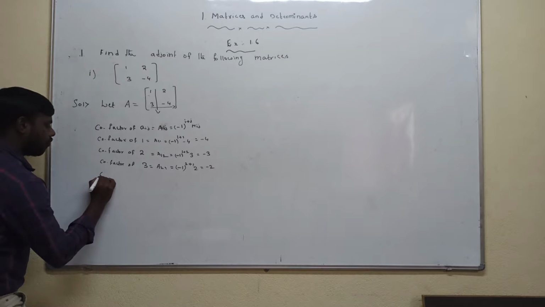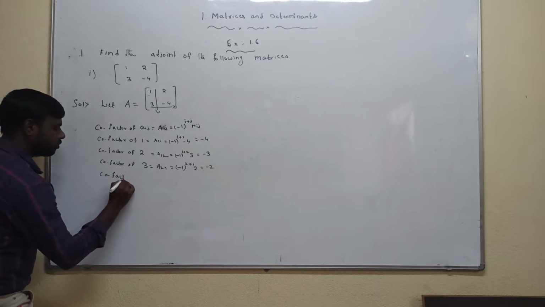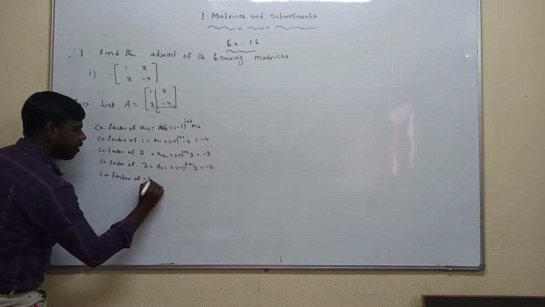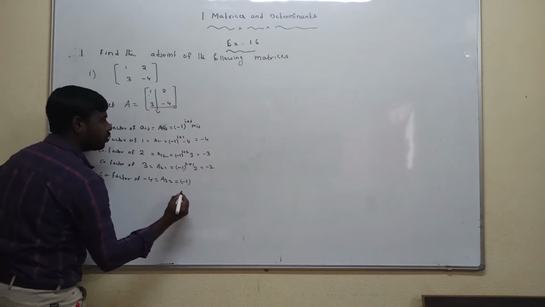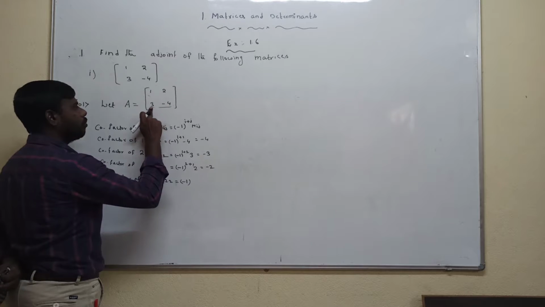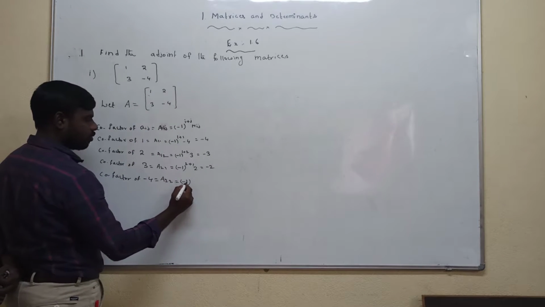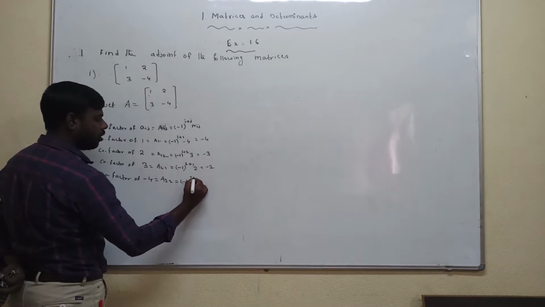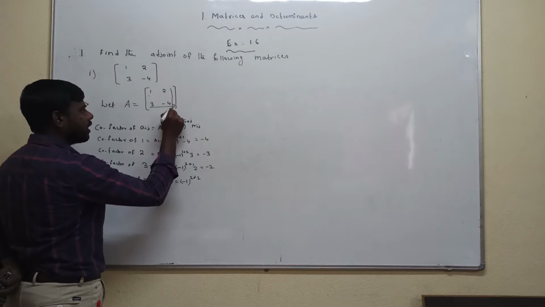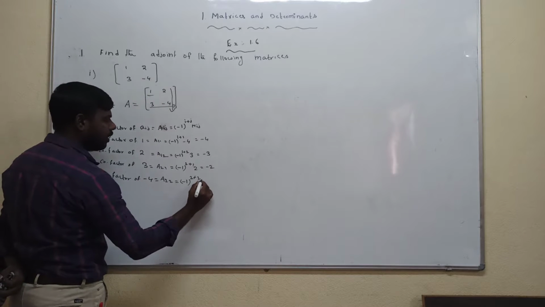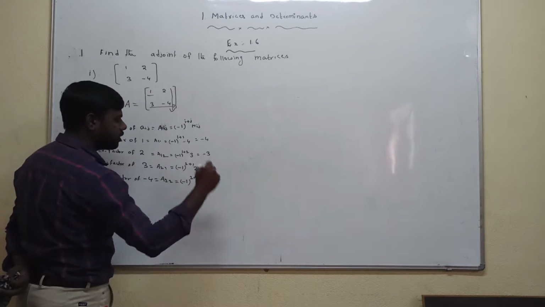Next, cofactor of minus 4. Minus 4 is present in the second row, second column, so (minus 1) to the power of 4. The second row and second column are eliminated, and the remaining element is the minor. So this value is 1.